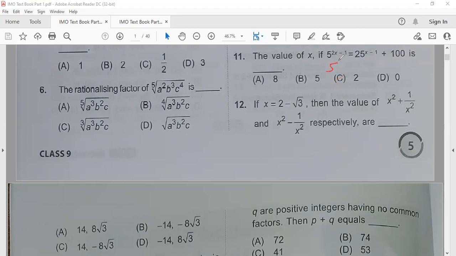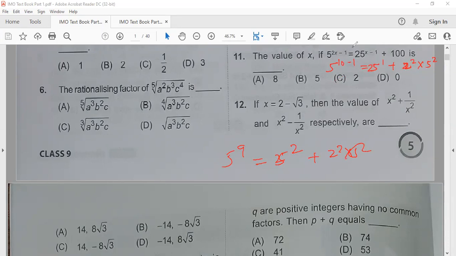Okay, so 5 power 10 minus 1 is equal to 25 power 1 plus 100. 100 can be written as 2 raised to power 2 into 5 raised to power 2. So 5 raised to power 9 is equal to 5 raised to power 2 plus 2 raised to power 2 into 5 power 2. From here we are not getting anything.